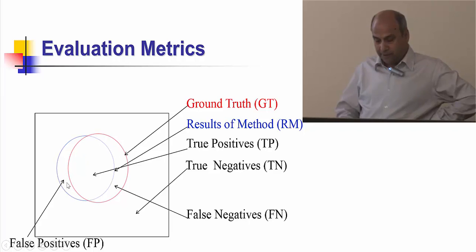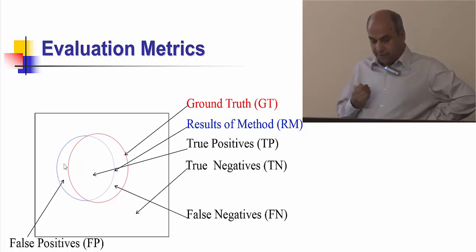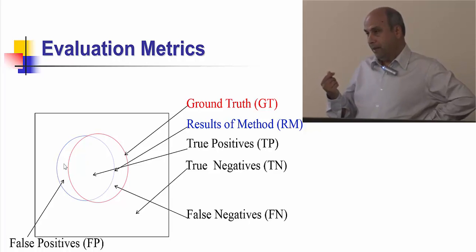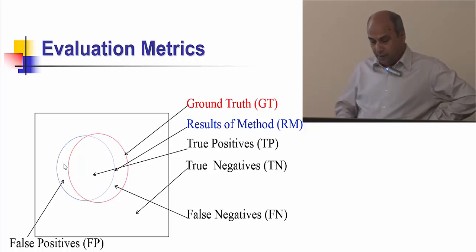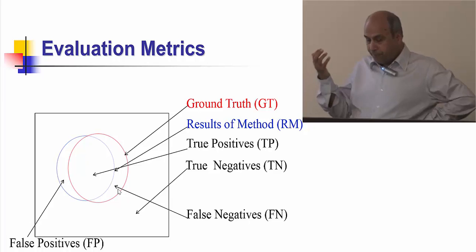So this one is the result of the method. The blue one is where your computer program tells you there are edges, and this intersection is fine. And these were ones where it told you there are edges, but actually they are not edges. That's called a false positive, because it tells you it's positive, but it's false. And these ones are missed. They are false negatives.